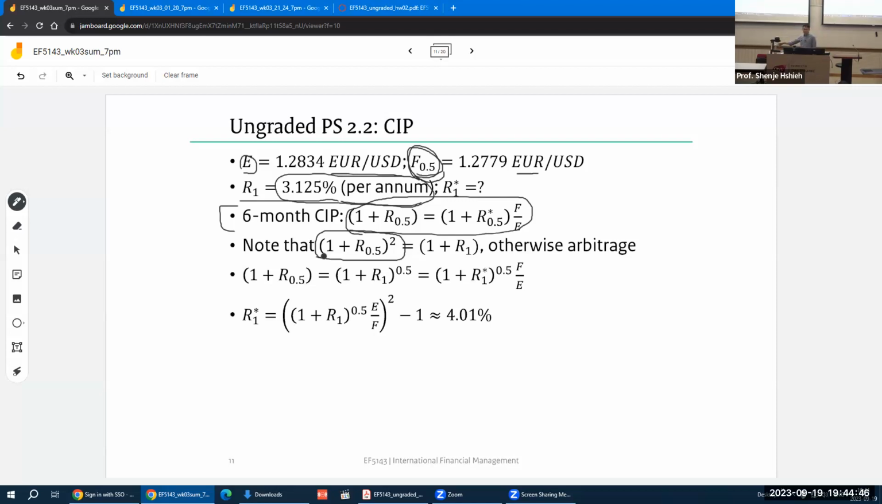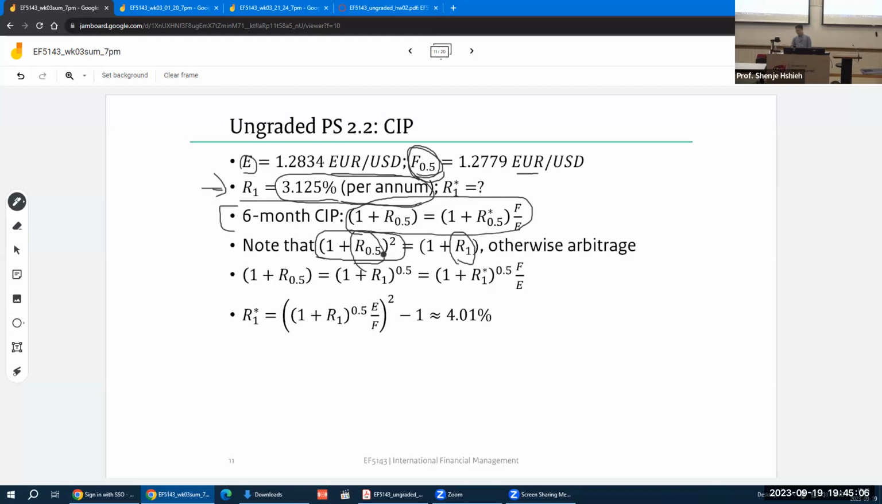Do you agree? That's just law of one price, right? Same cash flows, therefore same price. So that's exactly what I'm doing here. 1 plus R 0.5, which I don't know. I'm trying to solve for this, but I do know R1, right? That's given to you. That's this thing.